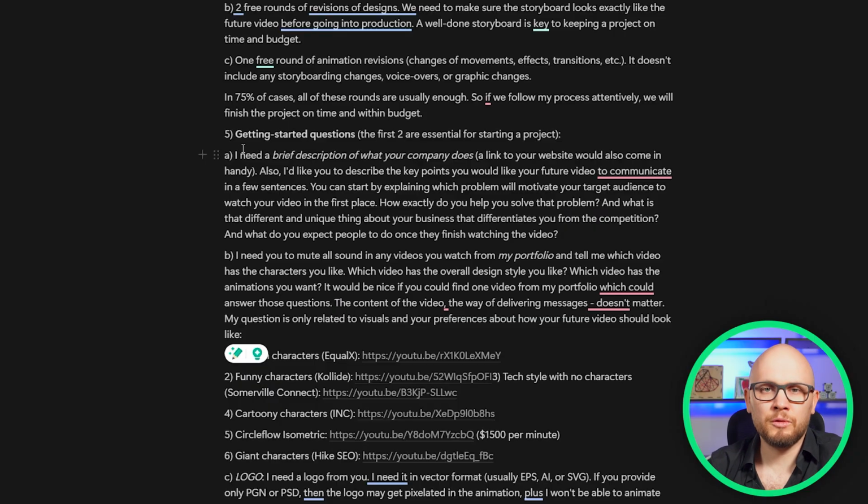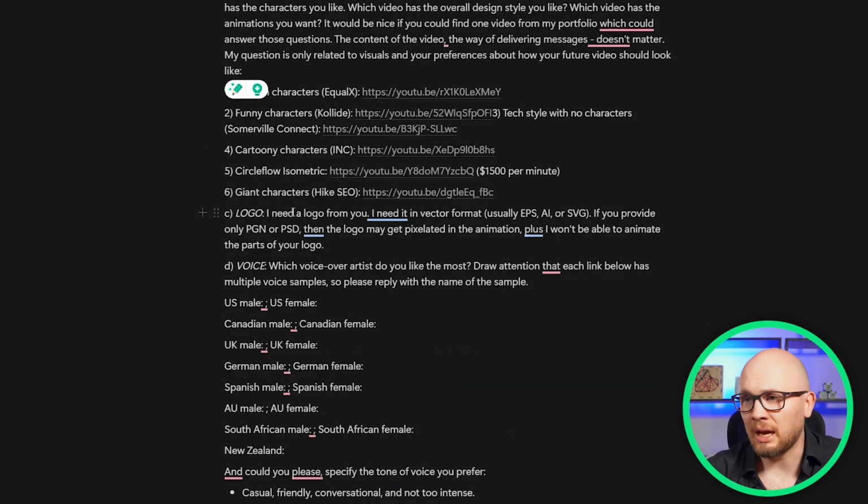Currently, by seeing the response from a customer to this getting started questions message, I can also make a decision and in a way qualify the customer. If the answers are like, hey, see attached doc, I open the doc, there is only the squeezed information, just what I need. B, number 5, circular flow isometric. We are okay with the extra cost. Then C, logo, see attached. D, voice, use this one, and etc.